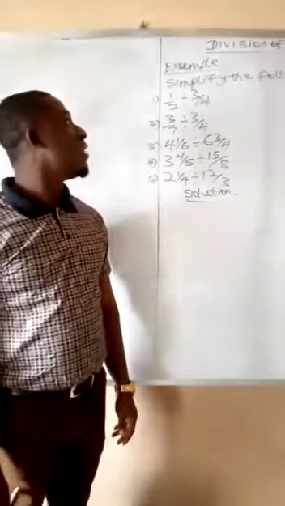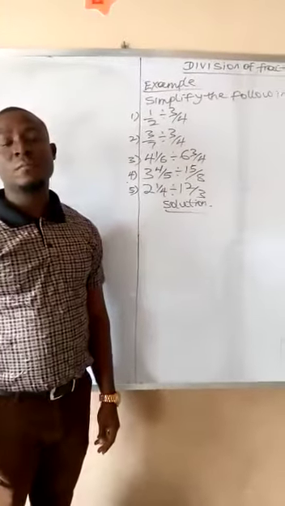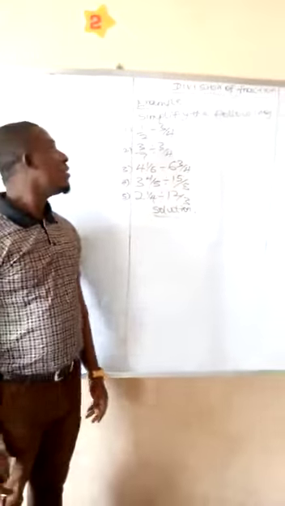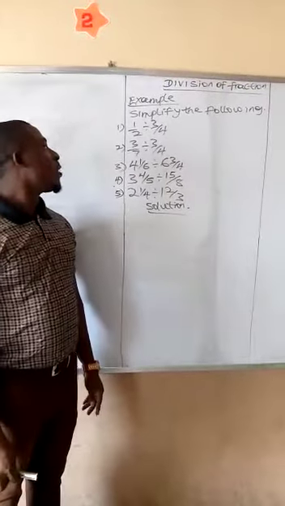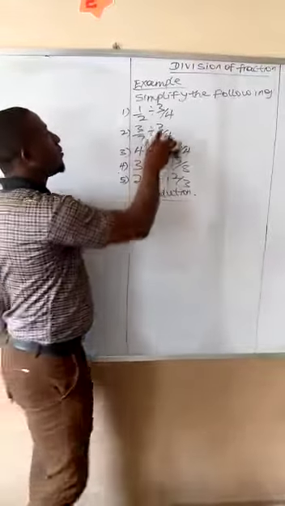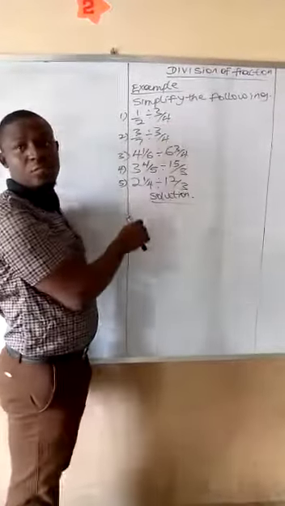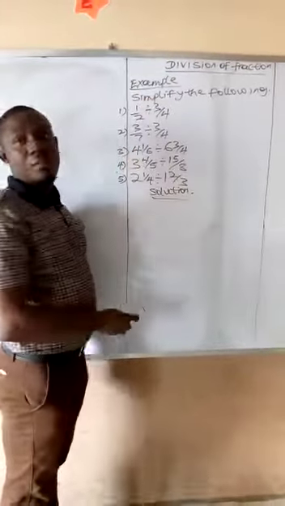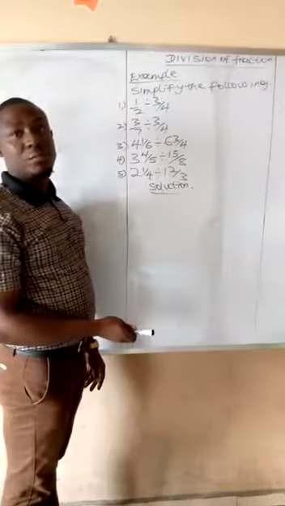For today we'll be looking at division of fractions. In our last class we looked at multiplication of fractions. Now in division of fractions, what we are going to do is, first of all, reciprocate the denominator so that the sign in the middle will be our multiplication. From there we'll be able to simplify the work.